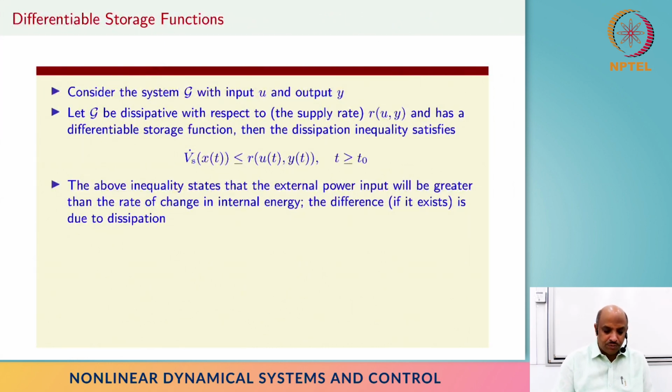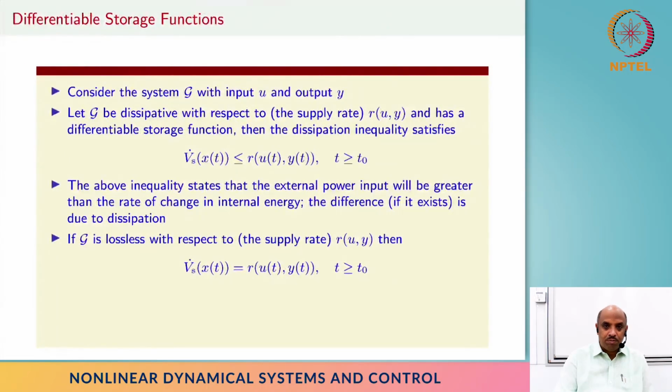So this may be interpreted as the external power input always being greater than or equal to the rate of change of the internal energy, and the gap is what we call dissipation. If there is a gap between what is supplied from outside and what is getting accumulated inside, that is what we typically call in physics dissipation, something that is just getting lost where we don't know.